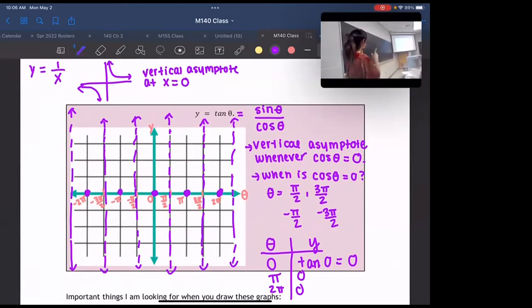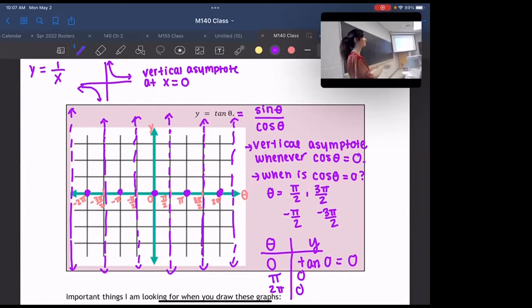Now we have these vertical asymptotes on our graph. Does anyone remember how those vertical asymptotes came about? Like why they're at pi over 2 and 3 pi over 2? Yeah, can't divide by 0. And cosine is 0 at pi over 2, 3 pi over 2, negative pi over 2, negative 3 pi over 2, and so on, which is why we have all of these vertical asymptotes around our graph. Okay, that's kind of where we stopped here.